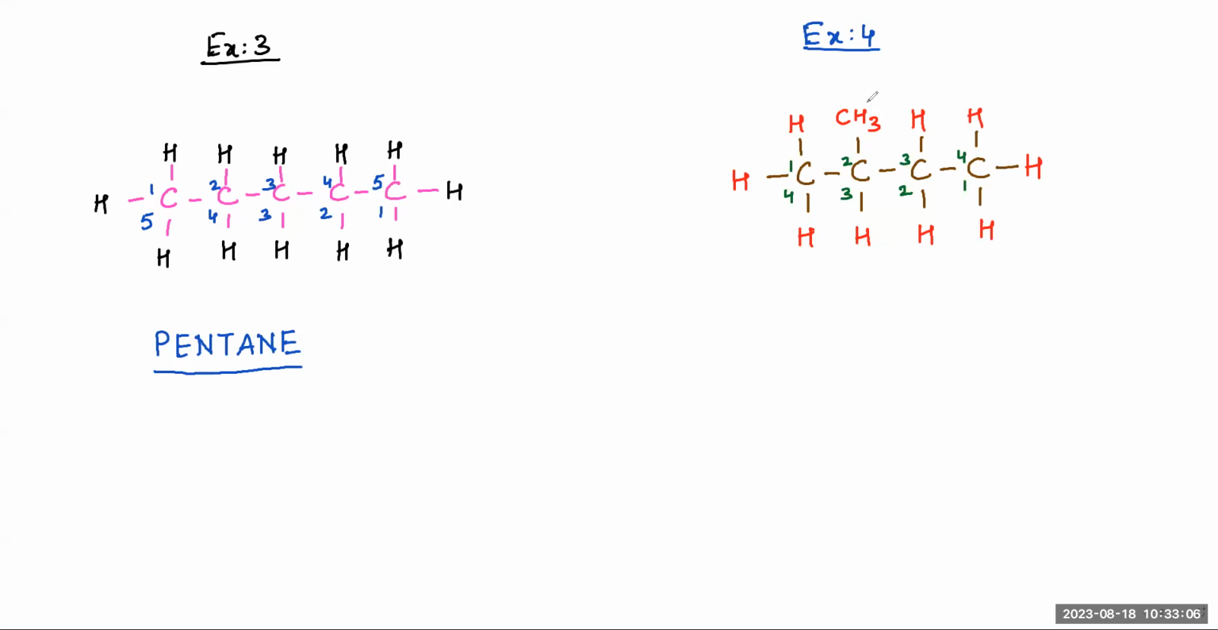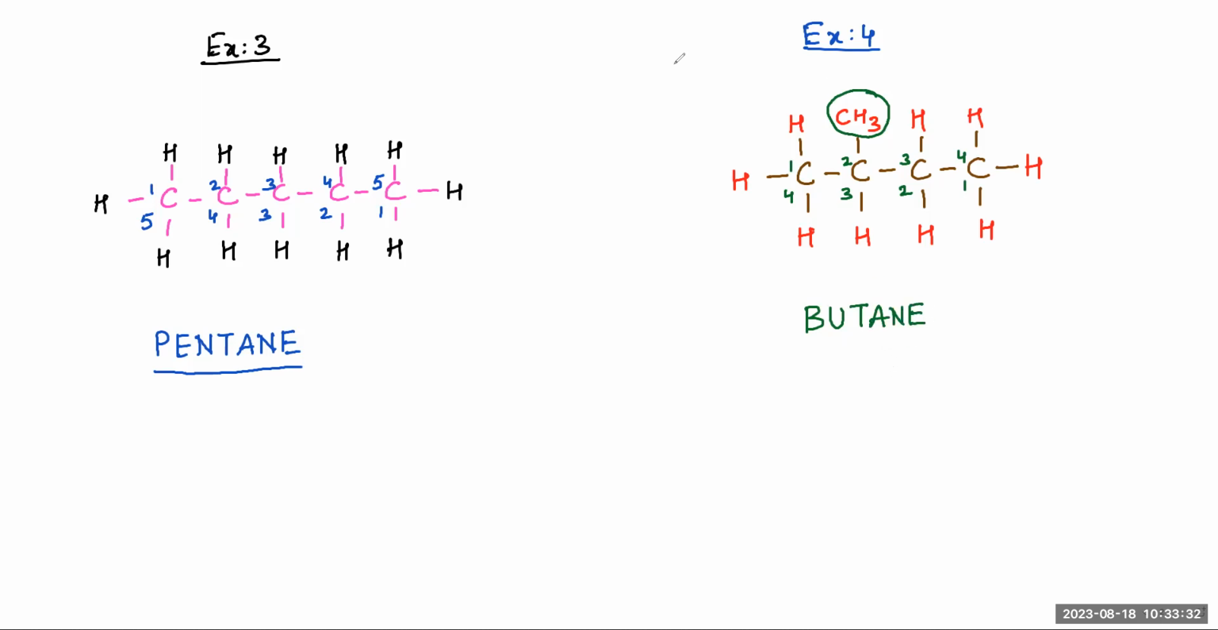So here in this structure, let's ignore the CH3 for a moment and go ahead with the number of carbon atoms. As there are 4 carbon atoms present, this should be a but-. And because the bonds existing between the carbon atoms are all single bonds, it is going to be a butane.